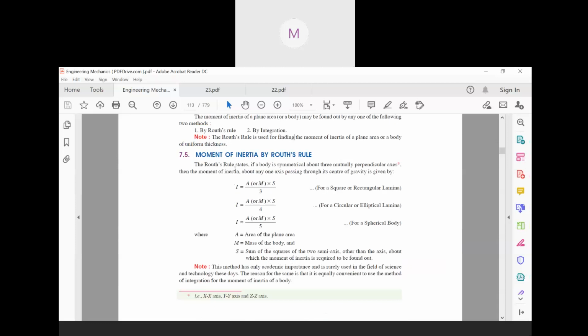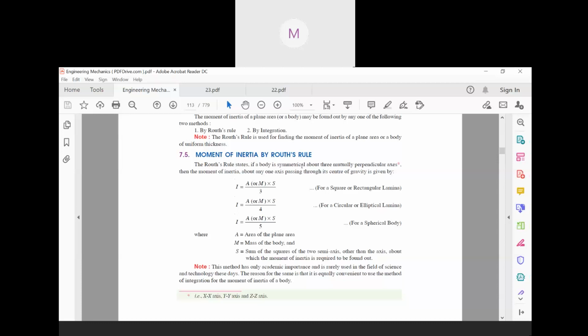Routh's rule states that if a body is symmetrical about three mutually perpendicular axes, then the moment of inertia about any one of which through its center of gravity is given by A into S by 3 for a square or rectangular lamina, A into S by 4 for a circular or elliptical one, and A into S by 5 for a spherical body.